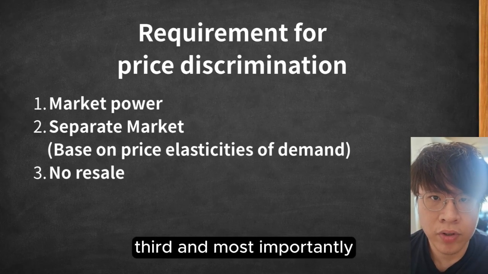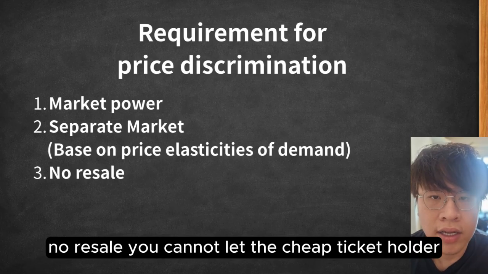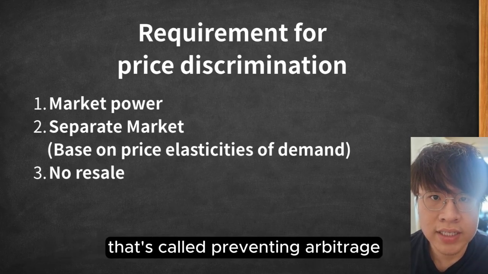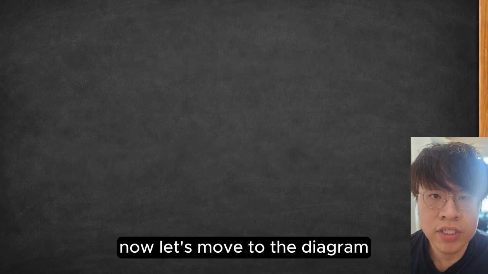Third, and most importantly, no resale. You cannot let the cheap ticket holder resell it to the rich guy. That's called preventing arbitrage. Now let's move to the diagram.